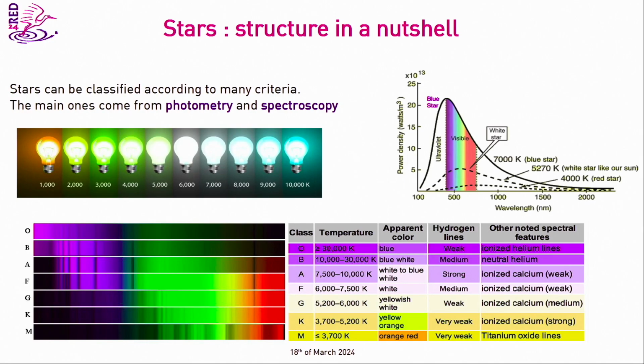So stars can be classified according to many criteria. Depending on whether you are studying stellar evolution, exoplanets, or galactic evolution, you have several ways to classify stars. The main and historical ways are classification using photometry and spectroscopy, which help us, because we don't have stars in labs, and it's not like in Marvel movies. We are not able to build stars in laboratories.